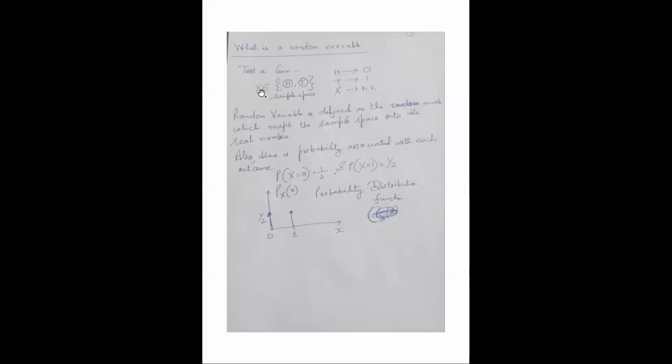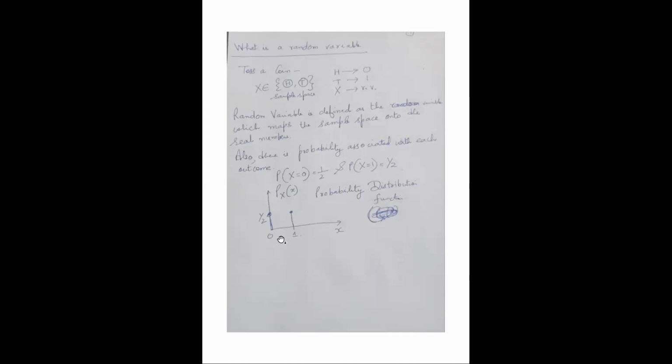So X is my random variable. What is the probability associated with capital X? Probability subscript capital X, argument is small x. Now small x can have values. What values can it have? It can have 0 or 1. That's what we have mapped to real numbers. That's what our sample space basically is. Sample space is mapped to real numbers, which is done by the random variable. A random variable is defined as the variable which maps the sample space onto the real numbers.